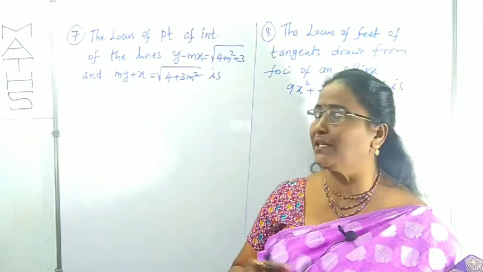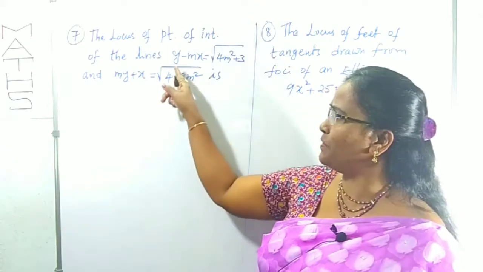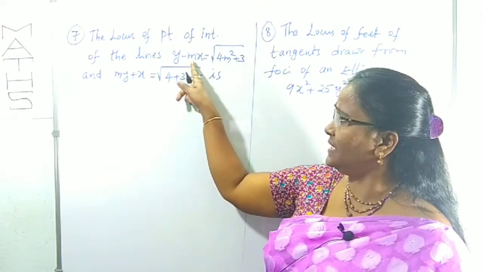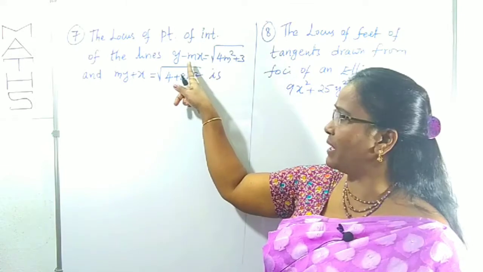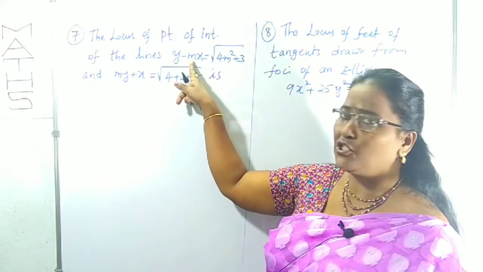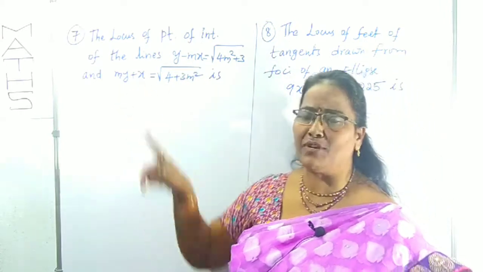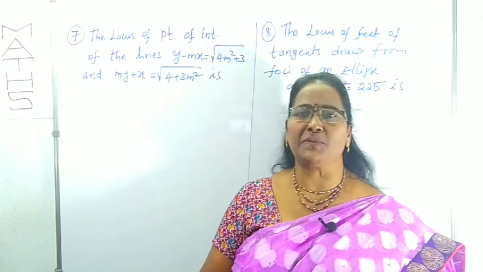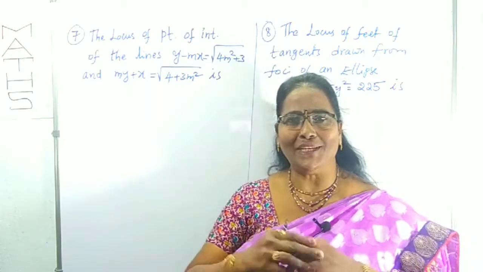But you have to recognize easily from these two equations what the slope of this line is. This line's slope is m, because you know the slope of a line is minus a by b. a is the x coefficient, minus m by minus 1. This line's slope is m. What is the slope of the other line? Minus 1 by m. That means the product of the slopes is minus 1. Indirectly, these two lines are perpendicular to each other.